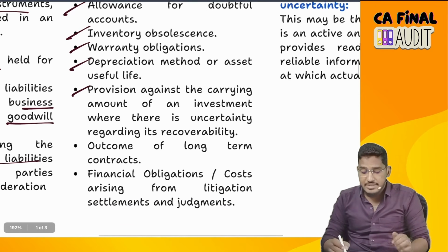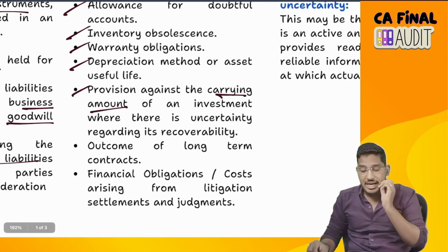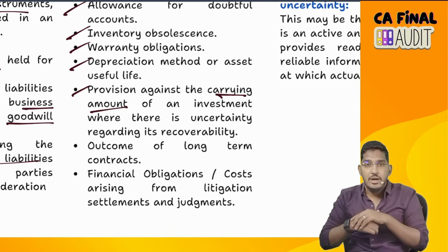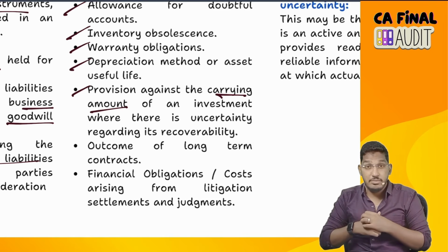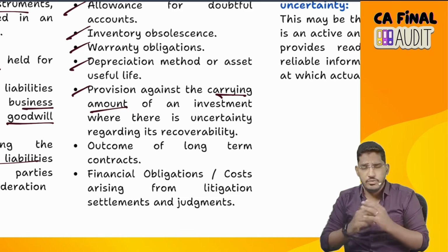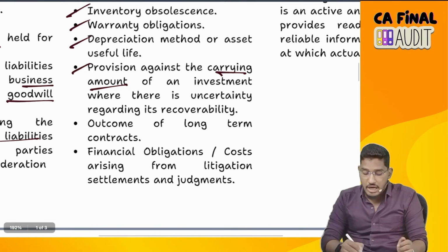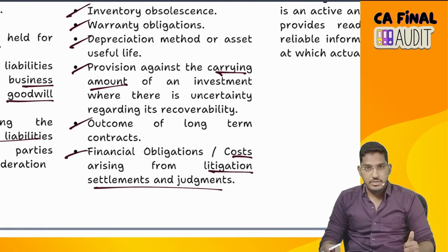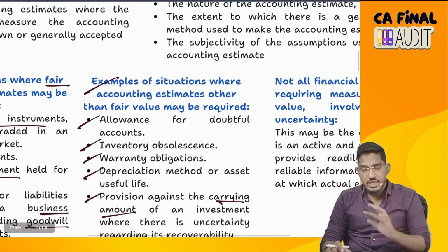And also provision against the carrying amount of investments where there is an uncertainty regarding its recoverability. For example, you have invested in debentures, but there is a doubt regarding their recoverability. Now you have to create a provision for the debentures. There also you will not use any fair value adjustments. Or outcome of long-term contracts, or even financial obligations or costs arising from litigations and settlements. So these are the examples of accounting estimates which involve no fair value adjustments.